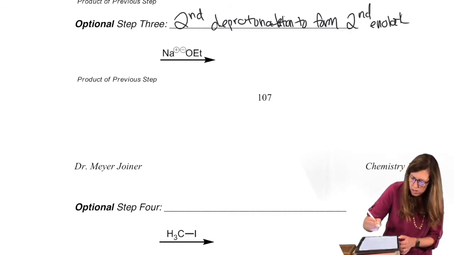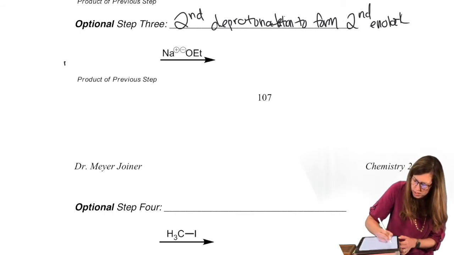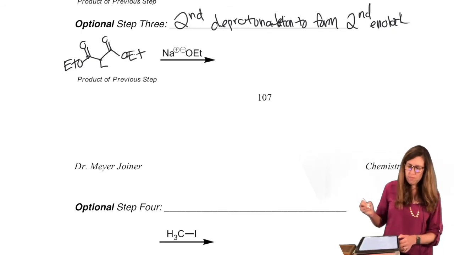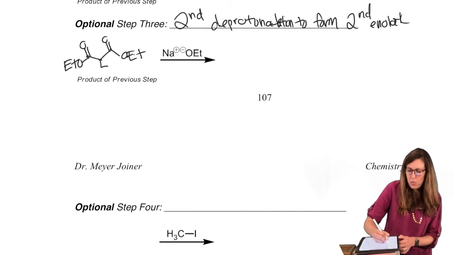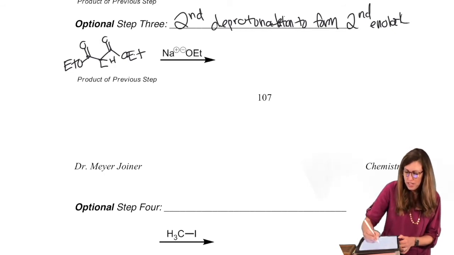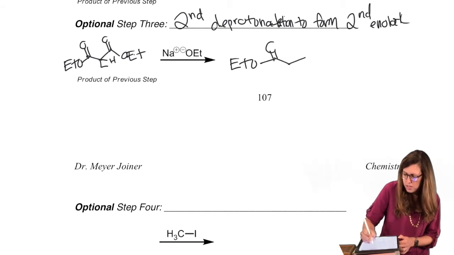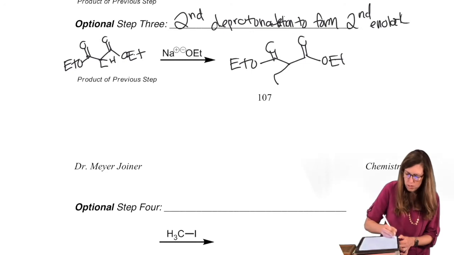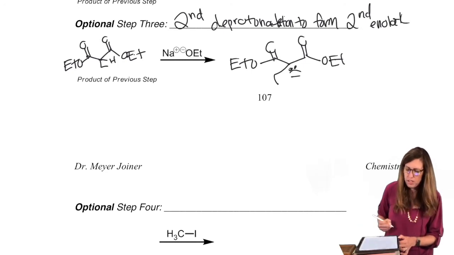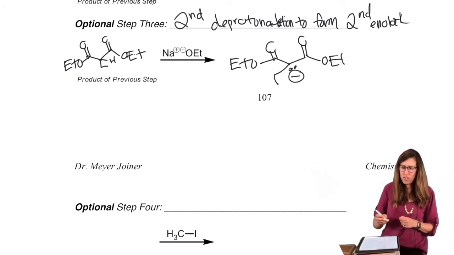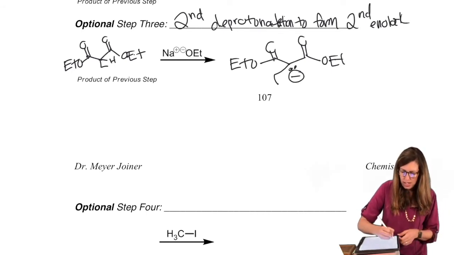Here we go. Product from previous step was the alkylated malonic ester. We're going, but hey, that has one more H to take off. I'm going to take that off. Oh, look at me. I just got in robot mode and I drew it out. Lone pair, and there it is. All right. What did that mechanism look like? Once again, good old acid base.